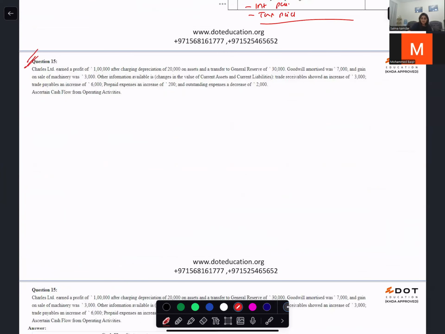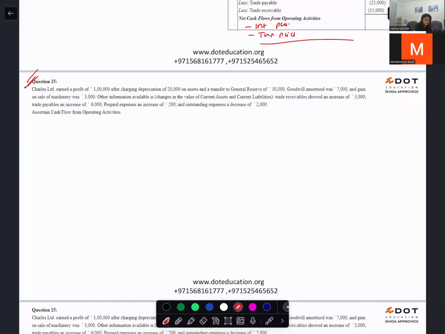Now try this question. Please explain this question. Charles Ltd earned a profit of 1 lakh after charging depreciation of 20,000 on assets and a transfer to general reserve. The profit is 30,000. How much? 1 lakh. Okay.